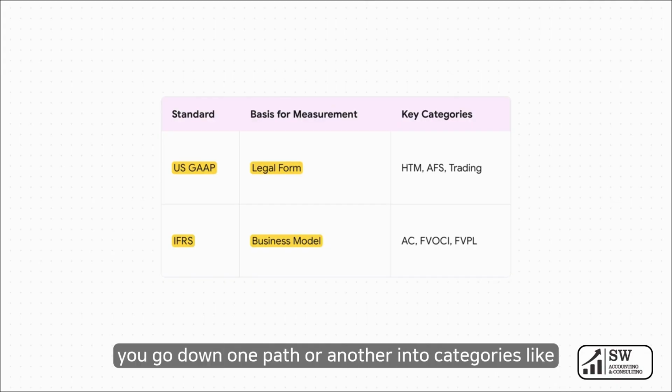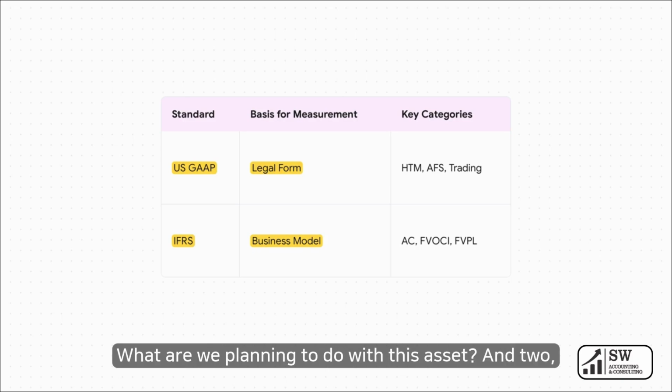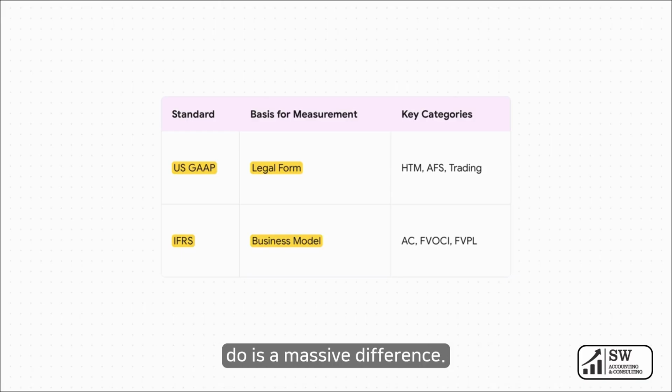Depending on your answer, you go down one path or another into categories like held to maturity or available for sale. IFRS couldn't care less about the legal form. It asks two totally different questions. One, what's our business model? What are we planning to do with this asset? And two, what do the contractual cash flows actually look like? This focus on what the company intends to do is a massive difference.